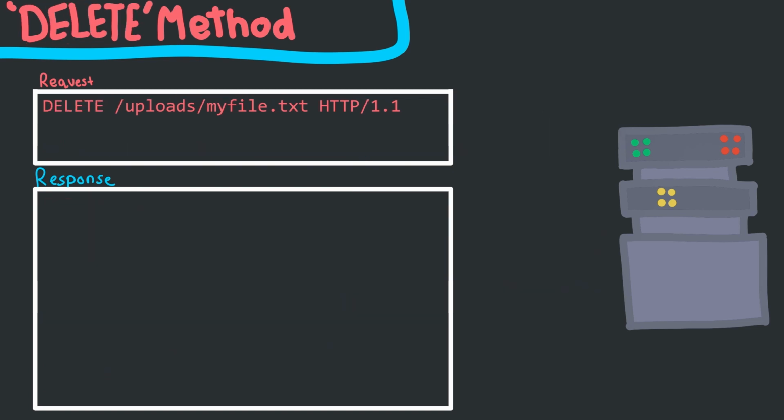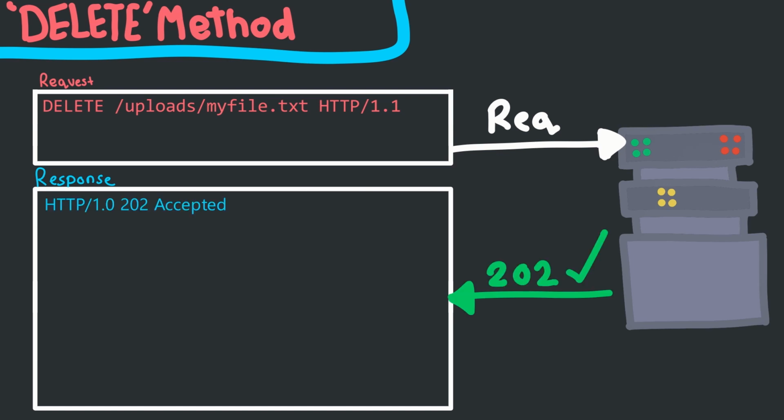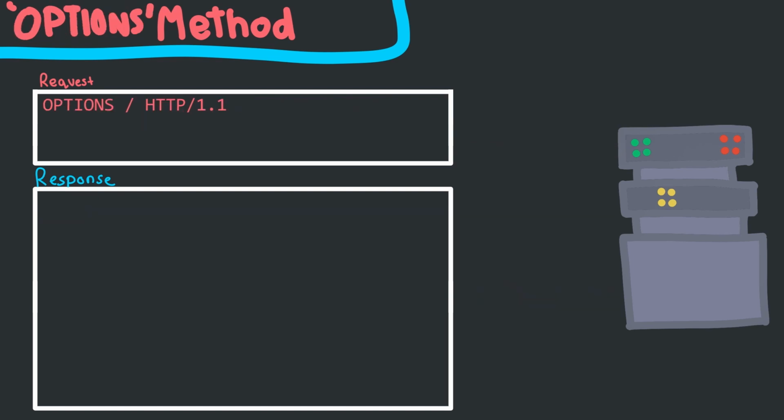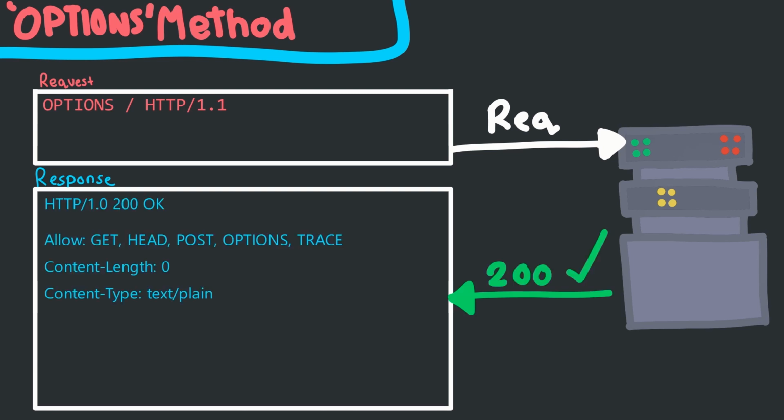We then have the DELETE method, which as you can imagine deletes a resource at the URI, in this case the URI of /upload/myfile.txt. Next we have the OPTIONS method, which effectively asks the server what methods are allowed on that particular URI, in this case what options are allowed at the root of the web server.